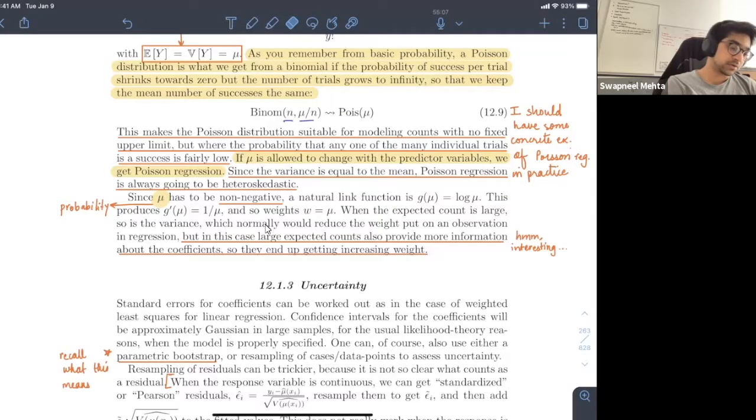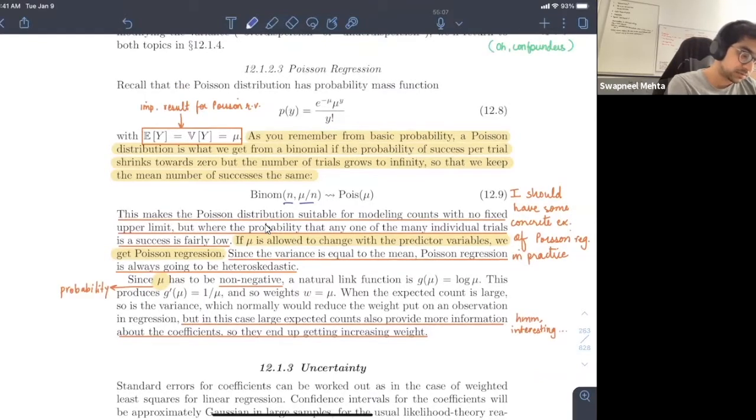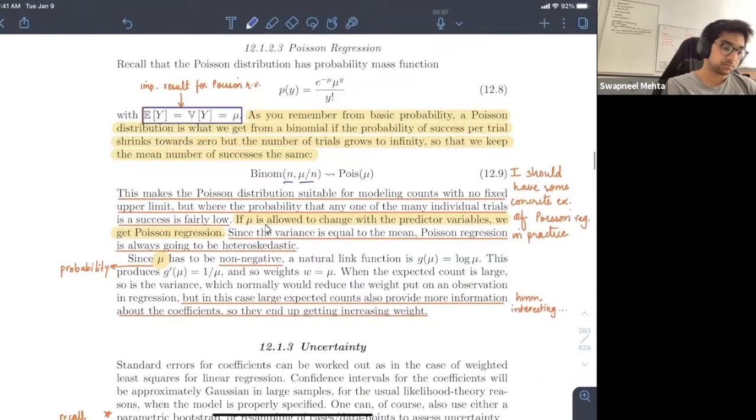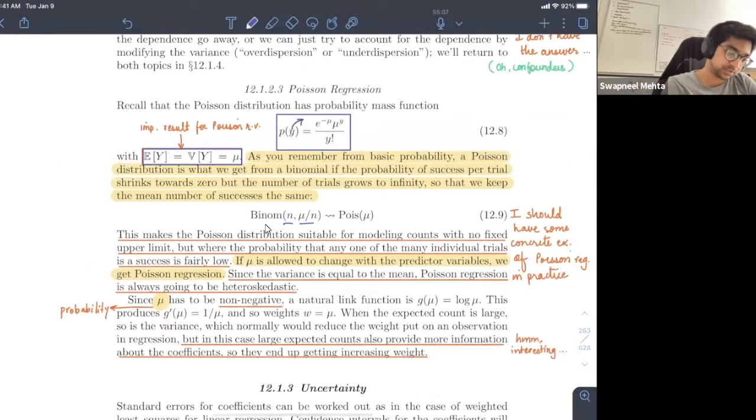I'm not going to get into the details of the Poisson distribution other than to say that this is the most important result: your expectation is equal to your variance. That is one of the key properties of this distribution. Look it up, read about it. This is the form of the PDF for that distribution: e raised to minus mu times mu raised to y by y factorial, where y is the realization of your random variable, if you're being precise.